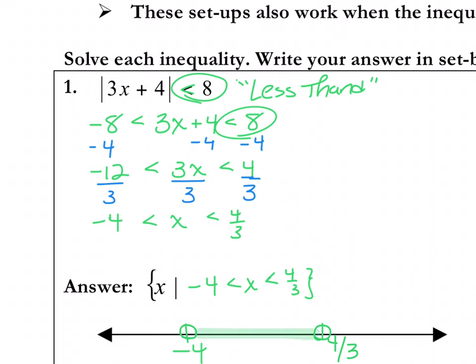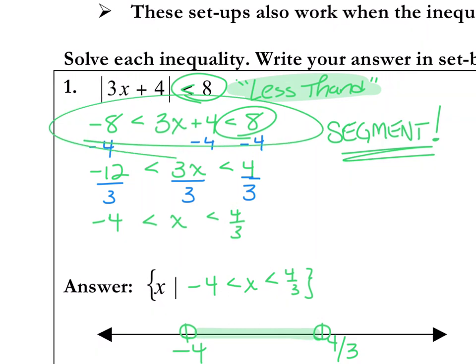Okay, when you start the problem, you think, okay, this is a less than, and that means that the graph will be a segment. So when I start the problem, I kind of know how the graph is going to turn out. And because I know it needs to be a segment, that's how I know that I should set up the problem with the absolute value part stuck in between the two values.